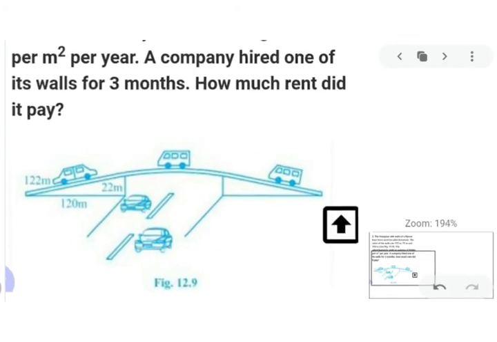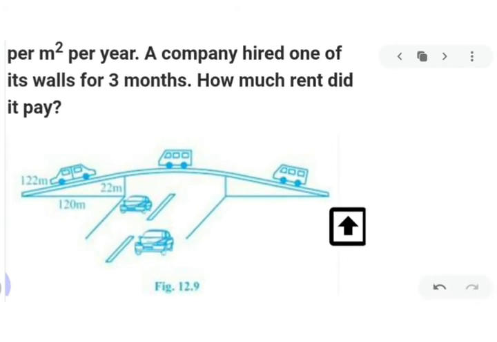If you can see here, this is the triangular side wall of a flyover. I'll mark it black so that you can make out what we are talking about. If we want to put an advertisement here, so it will be in a triangular form, then we will have to take its area.